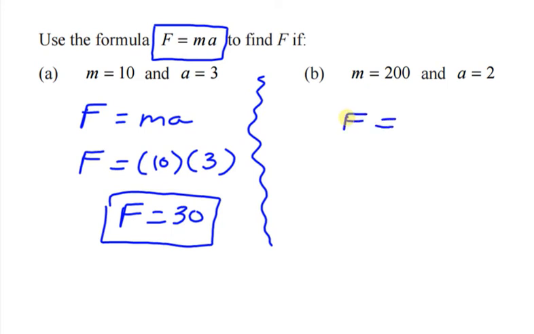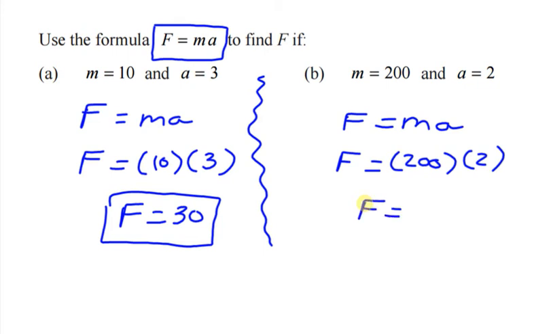Okay, let's try this one. Same formula. F equals m times A. So F equals, instead of m, I'm going to put 200. And instead of A, I'm going to put 2. So F equals 400.